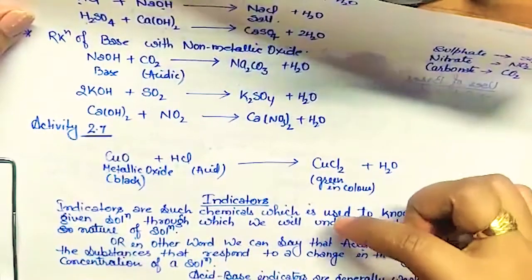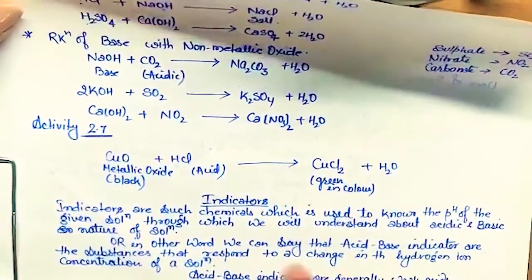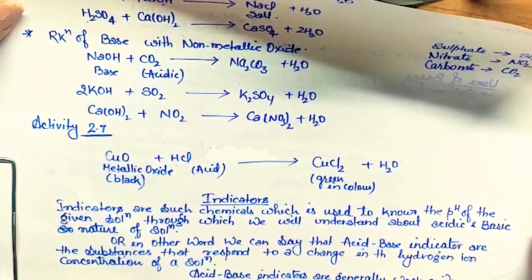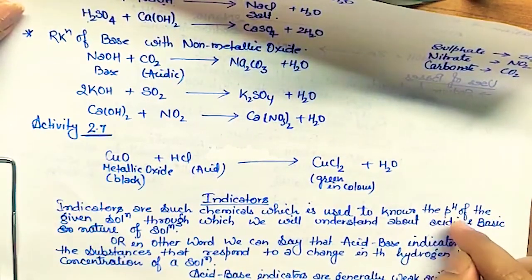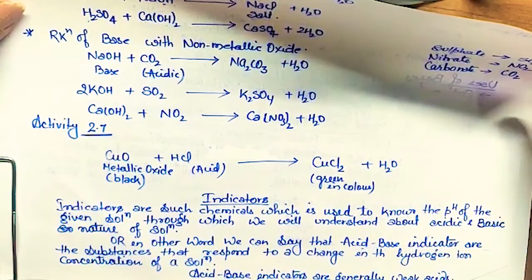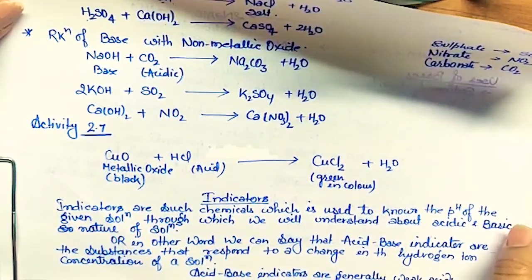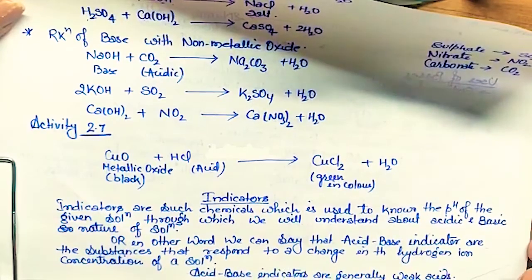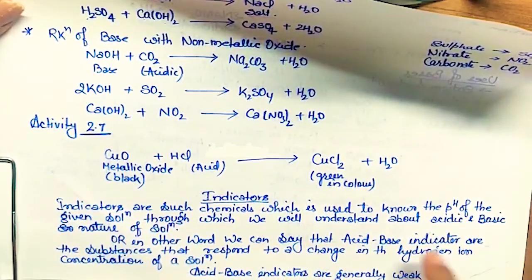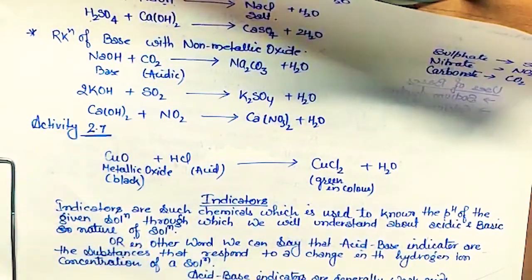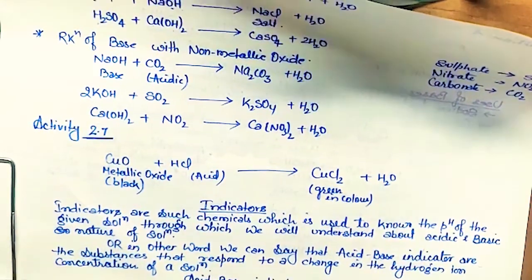So there is a short note about it. You are supposed to write it. Indicators are chemicals which are used to know the pH of the given solution. Here, what is this pH? That will be our next topic, through which we will understand the acidic and basic nature of the solution. Or in other words, we can say that acid-base indicators are substances that respond to change in the hydrogen ion concentration.